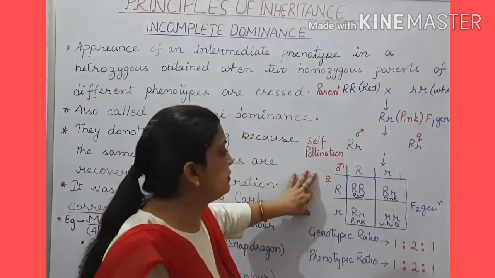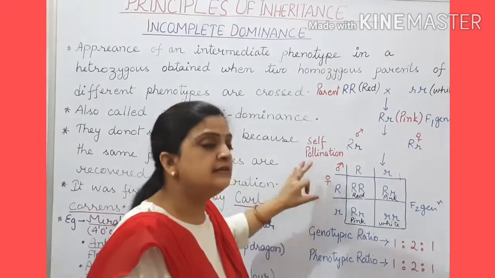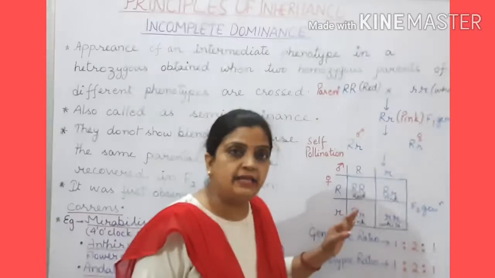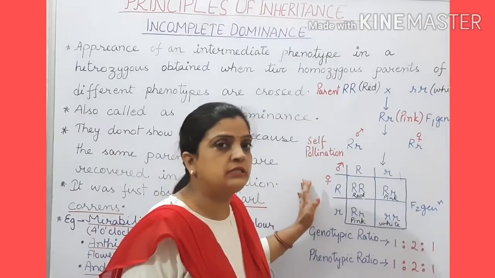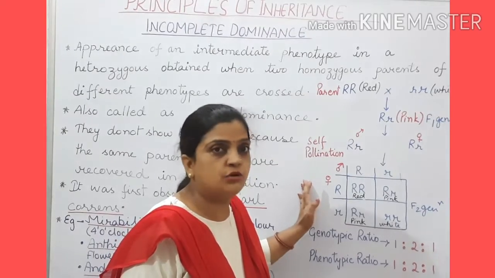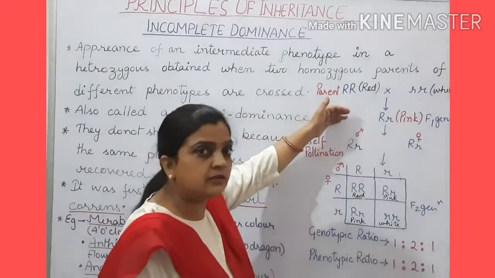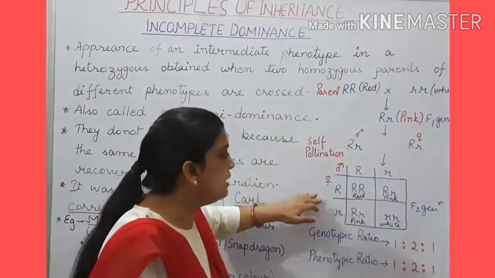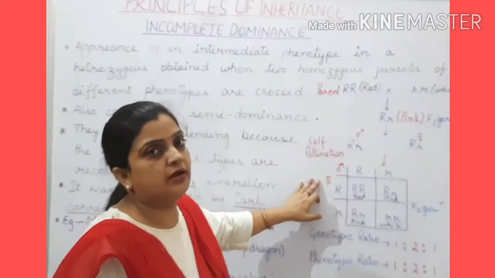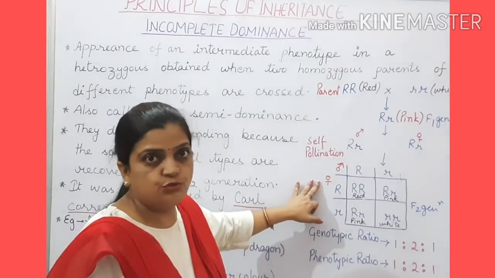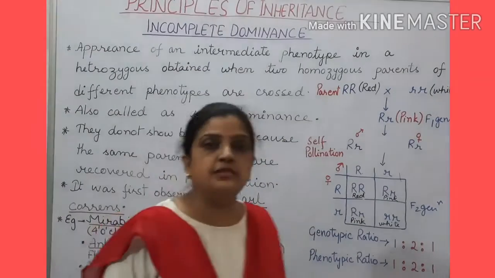Now this type of experiment, this F2 generation, is clearly depicting that it is not a blending. During incomplete dominance, blending of genes does not take place. Blending of alleles does not take place. But what happens is that in the F1 generation, an intermediate result is obtained, while in the F2 generation the results become the same according to Mendel's rules and Mendel's experiment. So this was all about incomplete dominance.